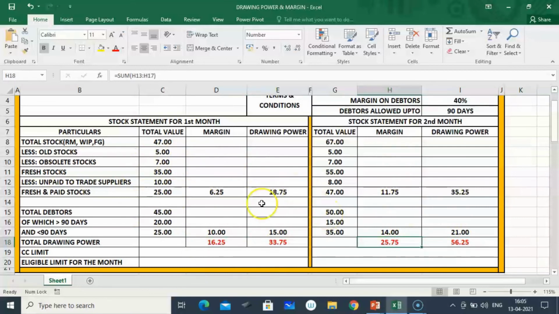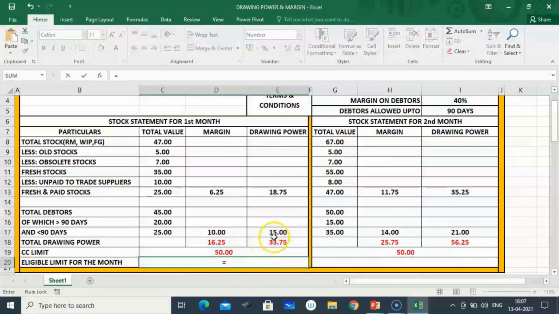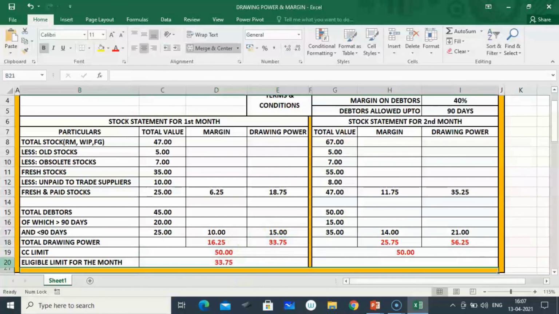Now having calculated the total drawing power, let's understand what would be the eligible limit the borrower can enjoy in each month. The maximum CC limit is 50 lakhs, right? And the total drawing power for the first month is 33.75 lakhs and 56.25 lakhs for the second month. The norm is the borrower can enjoy either the CC limit or the drawing power, whichever is lower. Therefore, in the first month, the borrower can enjoy the lower of the DP or the CC limit. And in this case, the drawing power is lesser than the CC limit. So, therefore, the eligible limit for the first month is 33.75.